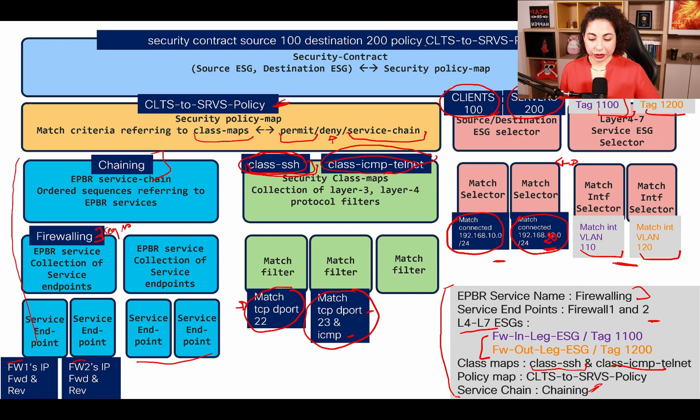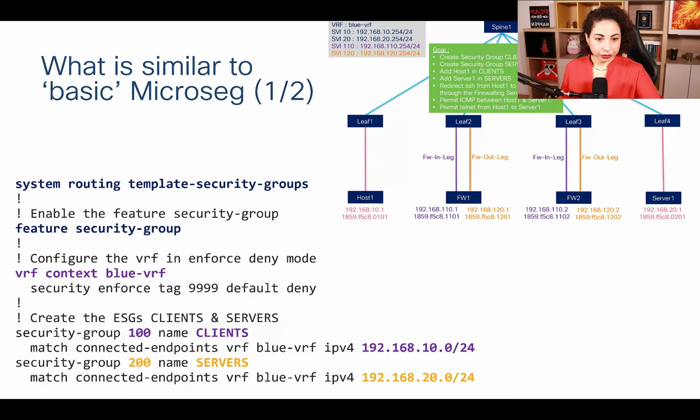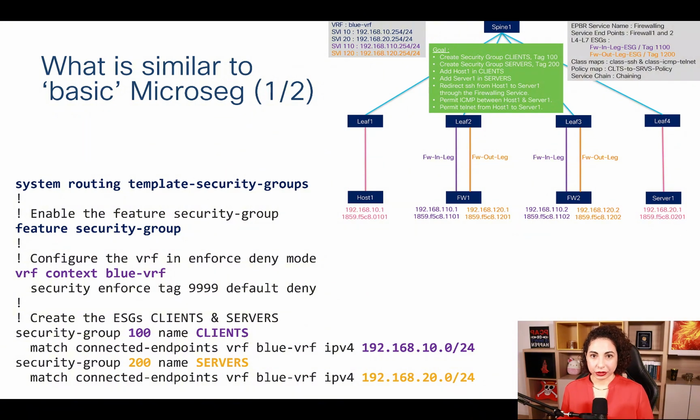And then we have the policy that we will create, which is mentioned here. So the policy map, clients to server policy, it will say that for our source ESG, which is 100, to our destination ESG, which is 200, we want to apply this policy map. And depending on the kind of traffic that we are matching, we will be either redirecting through the firewall or permit it directly. So that's it for the high-level picture of our configuration. Now it's time to cover the details of each and every step.